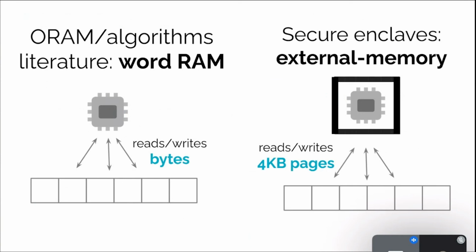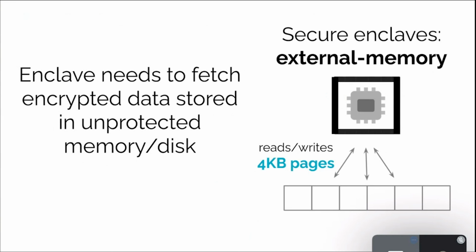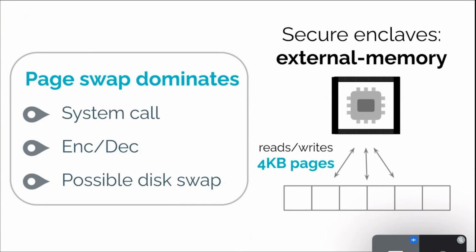Every time you want to read something from an encrypted memory location on disk, you have to swap in an entire memory page to read that location. It doesn't make sense to swap in a single byte, because the page swap comes with its own overhead. As I mentioned, the challenge is that the enclave often needs to fetch encrypted data from external memory or disk. And the page swap is a heavyweight operation because it involves a system call, encryption, decryption, and it also involves possible disk swap.